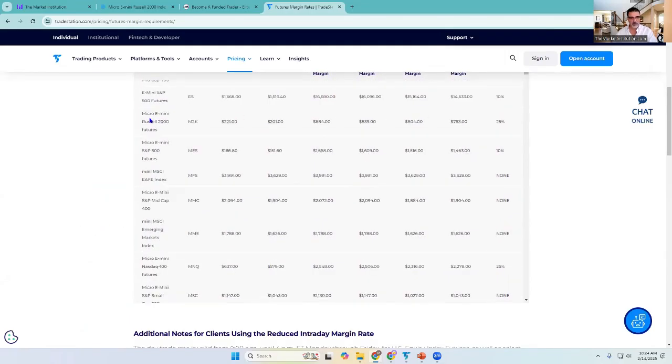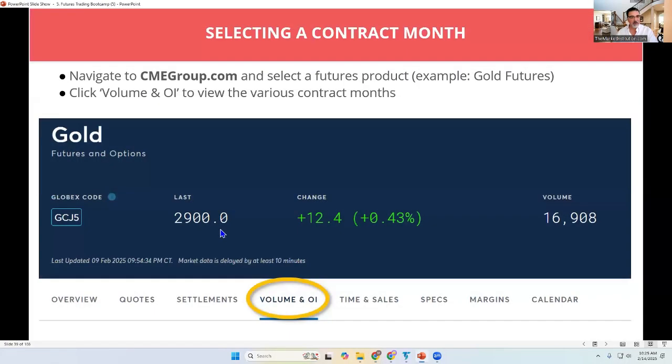There's a micro Russell. Okay, so with this broker, TradeStation, the initial margin intraday is $221 US per contract. TradeStation only requires that you put up 25% of that $221. So you're putting up about 50, 60 bucks per contract intraday versus holding it overnight. All right, and you see how we use the CME Group to come out and find those opportunities.